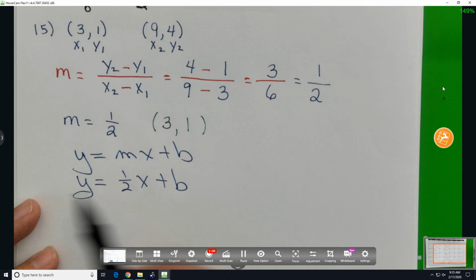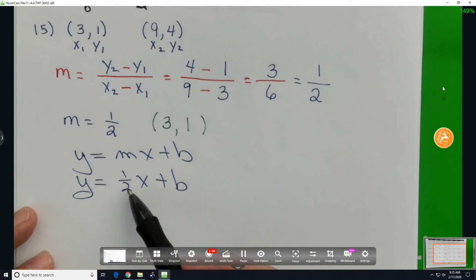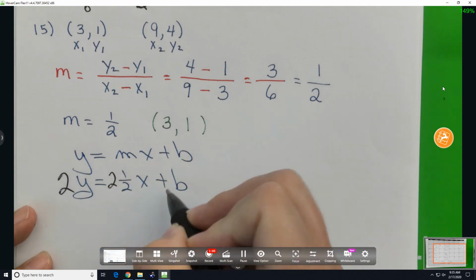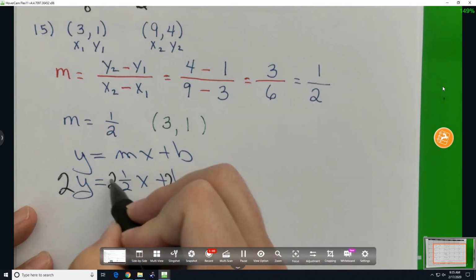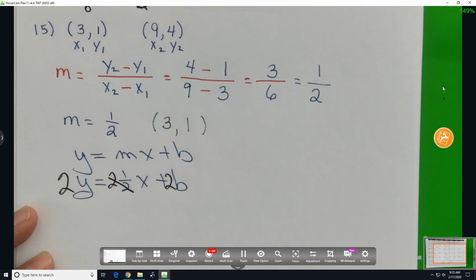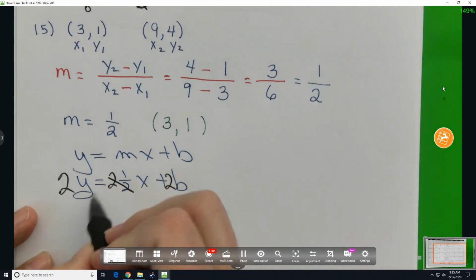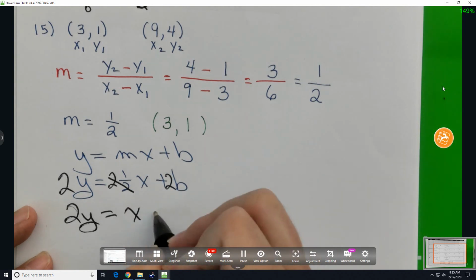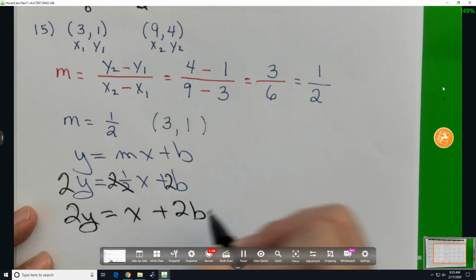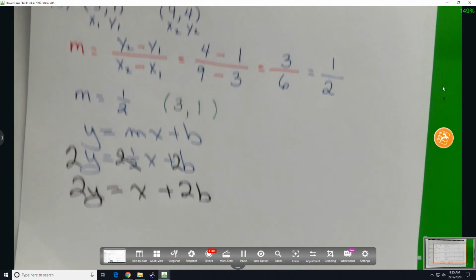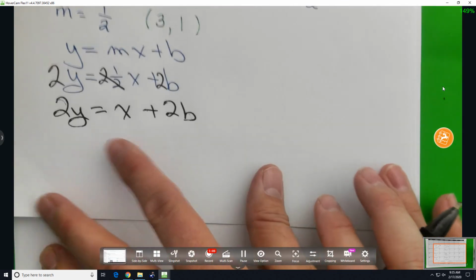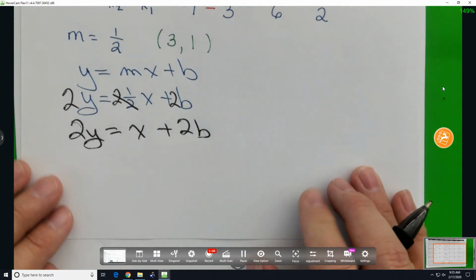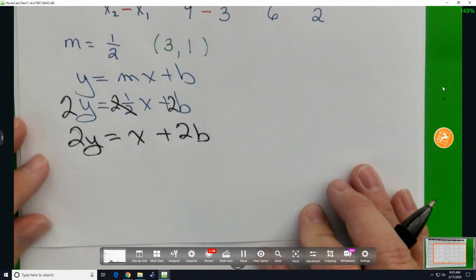What would I have to multiply through by here to get rid of that denominator there? 2, so times 2, times 2, times 2. So I now have 2y equals 1 times x, which is just an x, plus 2b. Lift it up some more. But not that much. Right there. What's acting like x?